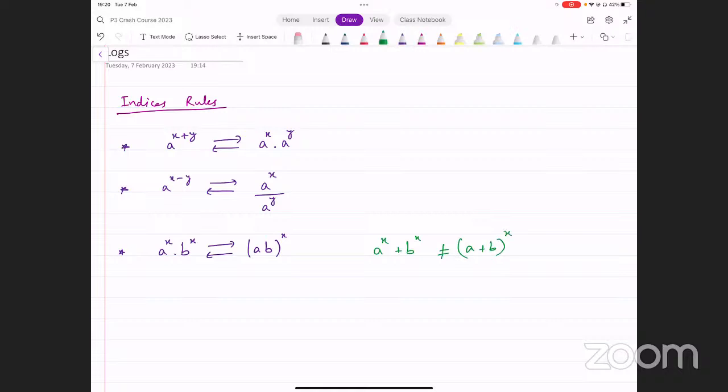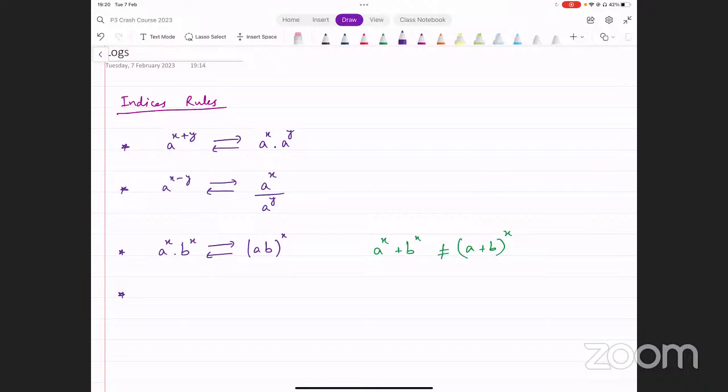It's not the same, right? So you need to expand this using a proper identity, not just split the powers like this. You can do that when you have multiplication, okay, but not when you have addition. It doesn't work for addition like this. All right.